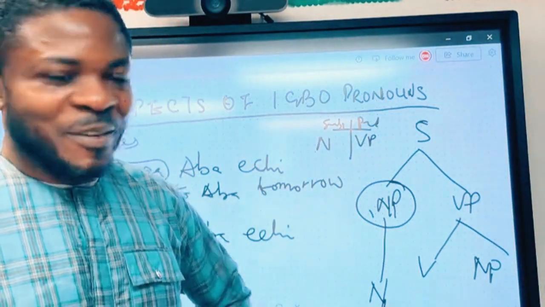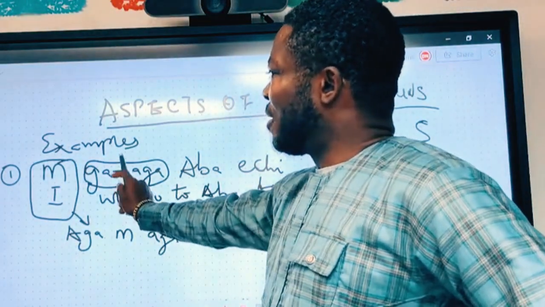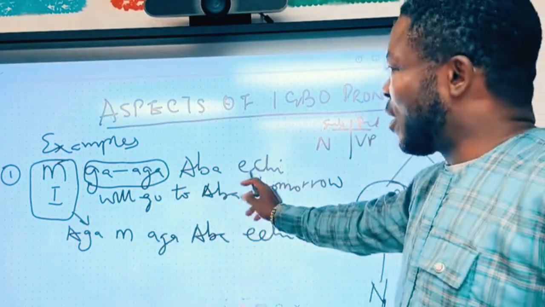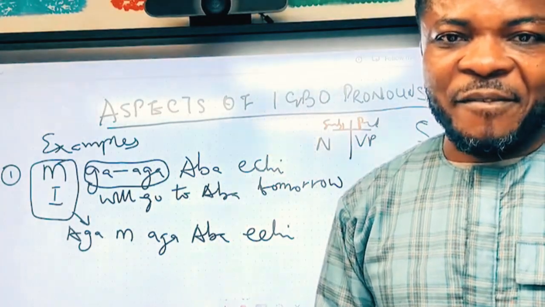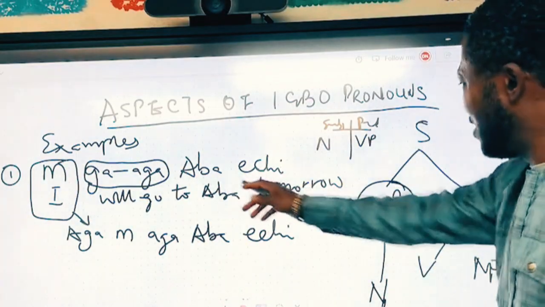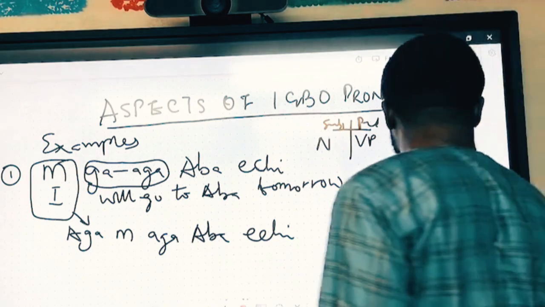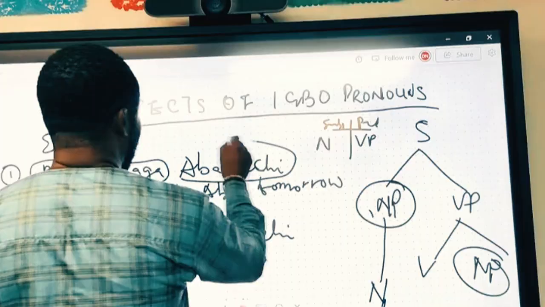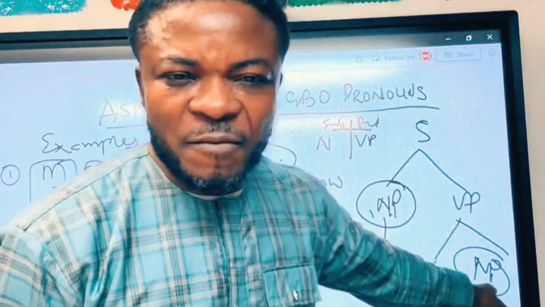I need those who understand what I'm saying. "Aga m aga" in Igbo is my verb phrase. So what is this? Okay, let me save us the trouble. This is my second noun phrase, which you see here. You see that, this guy? Aba echi. This guy is my second verb phrase.